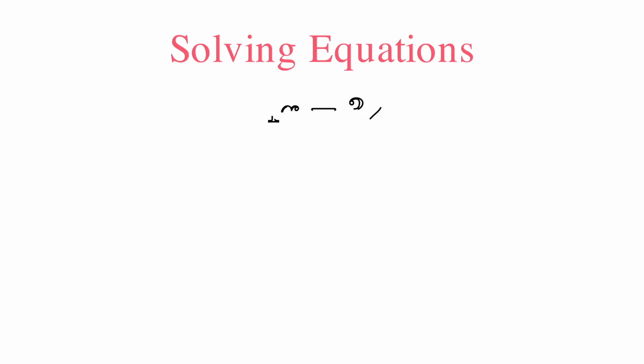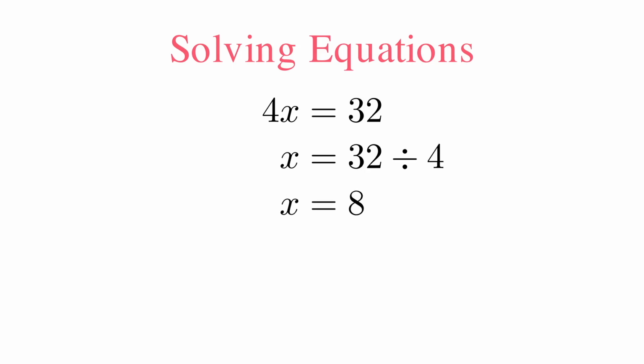Let's explore another example where we need to isolate x. We are presented with the equation 4x equals 32. As 4 is being multiplied with x, we want to move it to the other side of the equation. So, as it crosses the equal sign, the operation changes. Instead of multiplication, it becomes division now. So we have x equals 32 divided by 4. To solve for x, we simply divide 32 by 4, which gives us 8. So our solution is x equals 8.